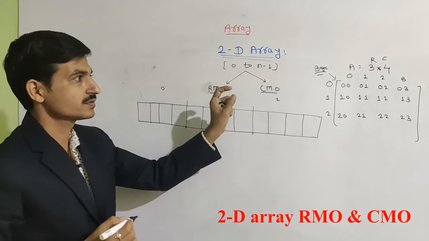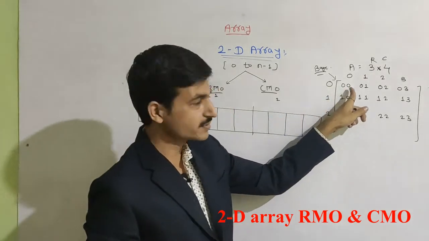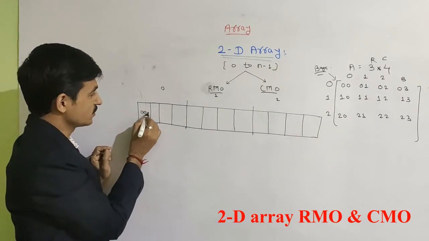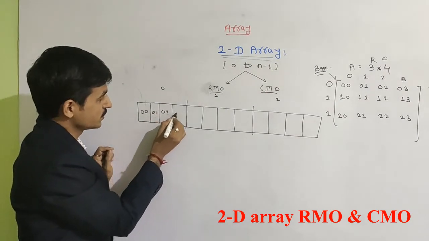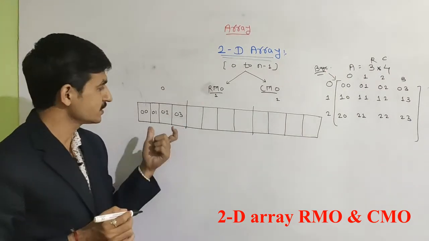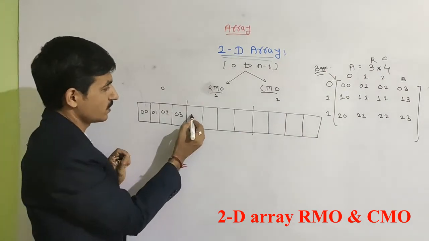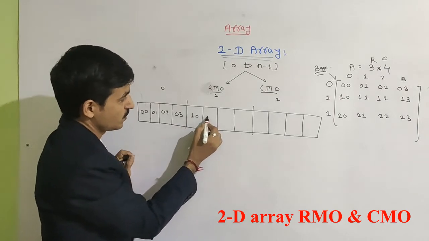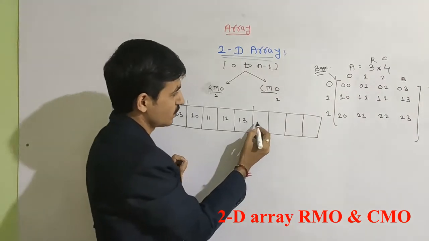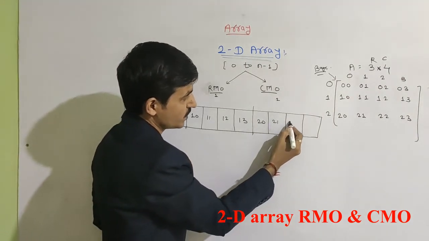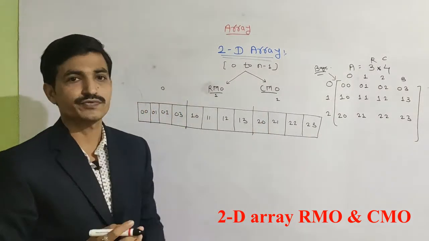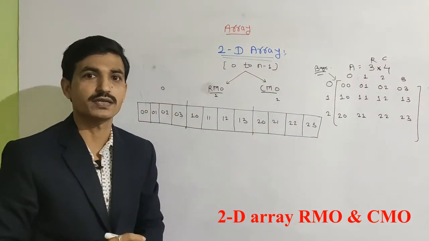I write the locations, or we can say the index, of each and every row. First is 0,0, 0,1, 0,2, 0,3. These are the 4 indices in the first row. In the second row, 1,0, 1,1, 1,2, 1,3. Then in the third row, 2,0, 2,1, 2,2 and 2,3. So we write them in sequence, or we can say in a one-dimensional array.